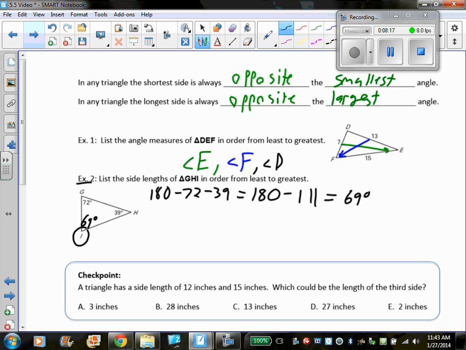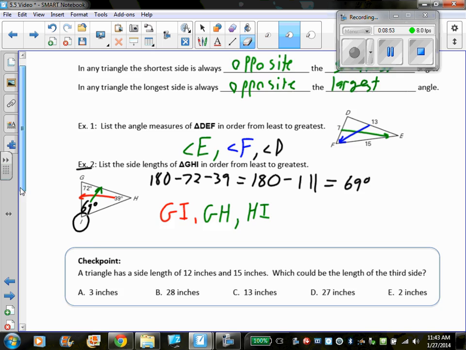So now that we have all the angle sizes in the triangle, we can order the side lengths from least to greatest. Smallest one is across from the smallest angle. Smallest angle is 39 degrees, so we go over there and we find GI. Next smallest angle is this one that we just found. It's across from that side, so our next smallest side is GH, and that leaves HI to be the biggest one.